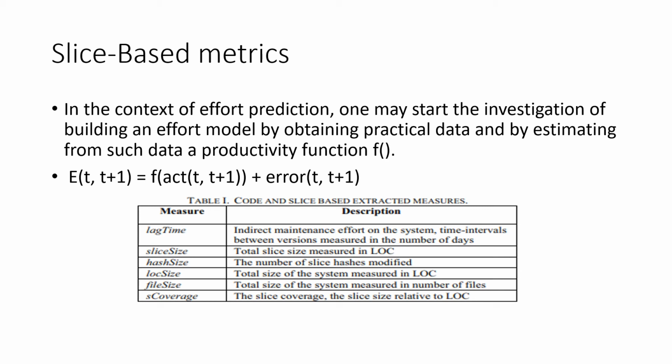Here we consider two versions of the Linux kernel, the base version and the evolved version. The table represents the slice-based extracted measures. The measures of the maintenance data of the base version are extracted as follows: LOC size, file size, and slice coverage are determined from the source code of the base version. Hash size is determined from the change information of the evolved version. And the lag time is determined according to the date differences between the base version and the evolved version.